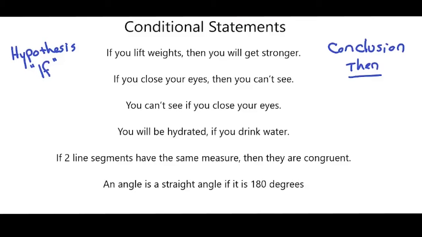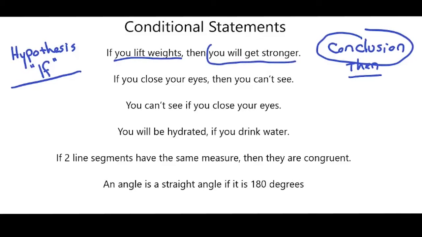For instance, in number 1, if you lift weights, then you will get stronger. So if I underline my hypothesis, it is this part: you lift weights. That is the hypothesis. Now I'm going to circle the conclusion, okay? So underline the hypothesis and circle the conclusion. It's everything after then: you will get stronger.